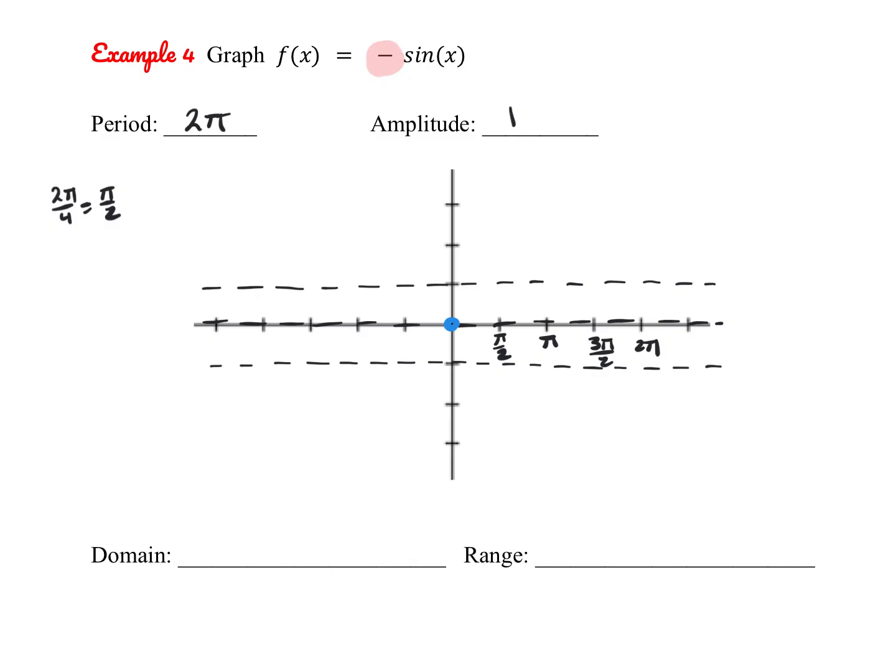Well, a negative out front is a reflection over the x-axis, which will really end up reflecting it over our midline. So if you see a negative out front, instead of going up first, we're simply going to go down first. And then from there, we just continue our pattern. So that's the only thing that you have to change when you have that type of reflection. Again, instead of going up first, we go down first. There you go. And our domain is all real numbers, and our range is -1 to 1.